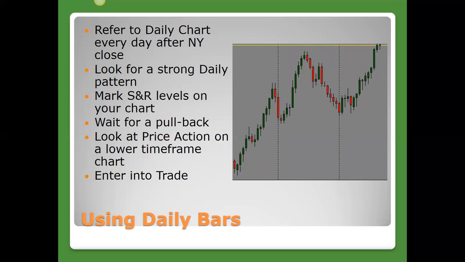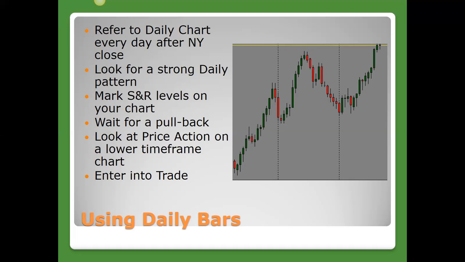The only thing we're looking at is New York close, which is 5 p.m. Eastern every single day. So you can look for the daily candle anytime after 5 p.m. If it's 3 p.m. Eastern, that's not the close. It's actually 5 p.m. Eastern. New York close is what we are looking for. So that's the first important thing. And then within that, we're looking for a strong daily pattern, and we'll get into that a little bit more.